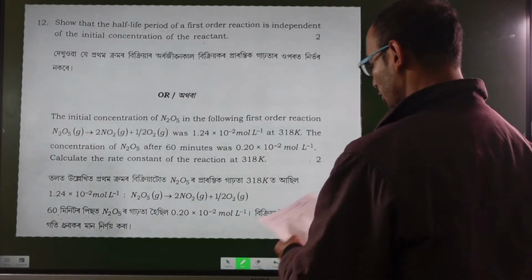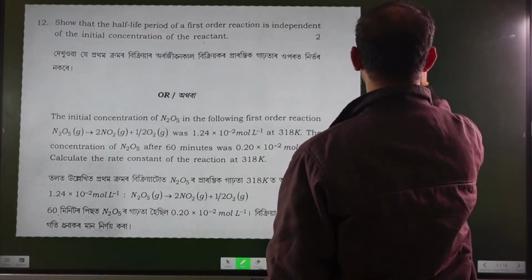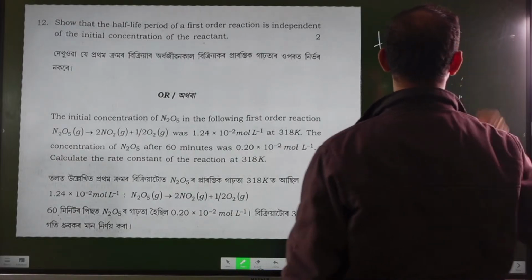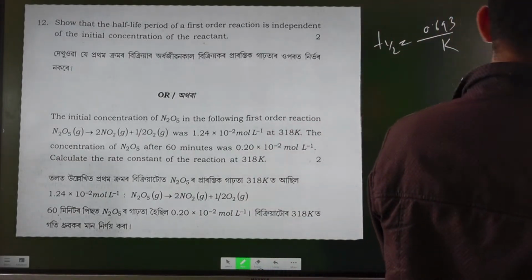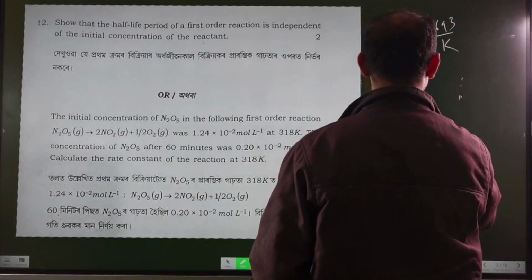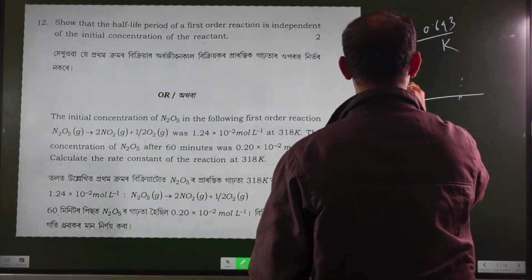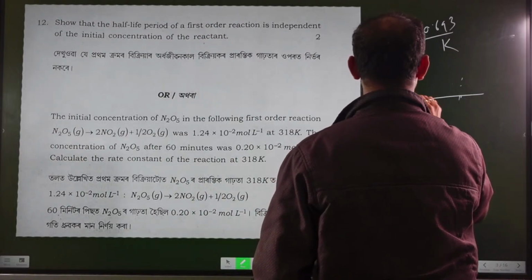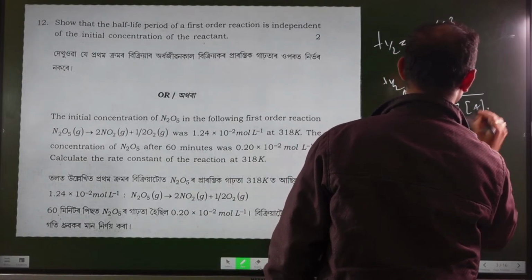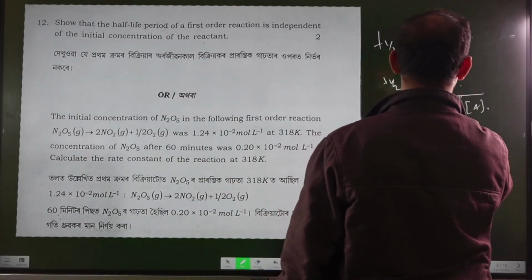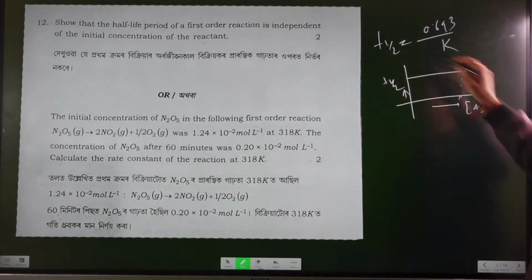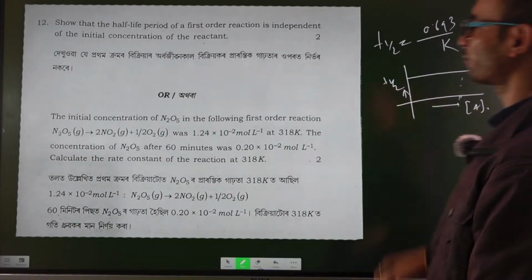Again, the question is showing that the half-life period of a first order reaction is independent of the initial concentration of reactant. As you know, T half for a first order reaction is 0.693 by K. You see there is no concentration term in the expression, so that means T half is independent of your concentration. If you plot T half on the y axis and concentration on the x axis, the graph looks like this. That means T half is independent of your concentration.